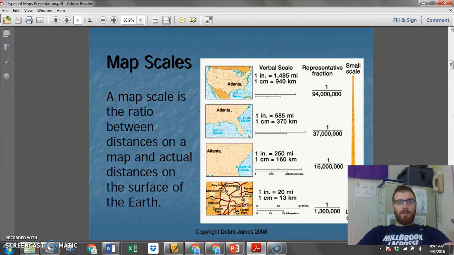The scale shows the ratio between actual distances on the Earth and the scale on the map itself. So for instance, on this map that this scale was a part of, 1 inch was equal to 1,485 miles.